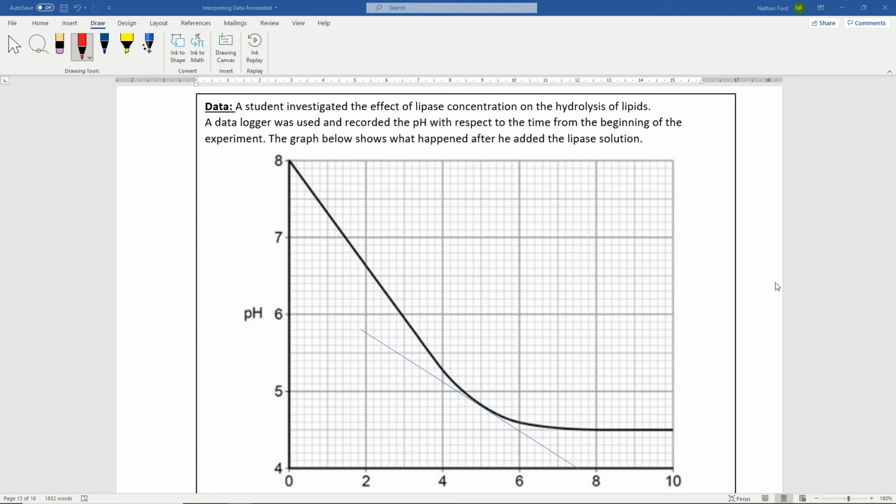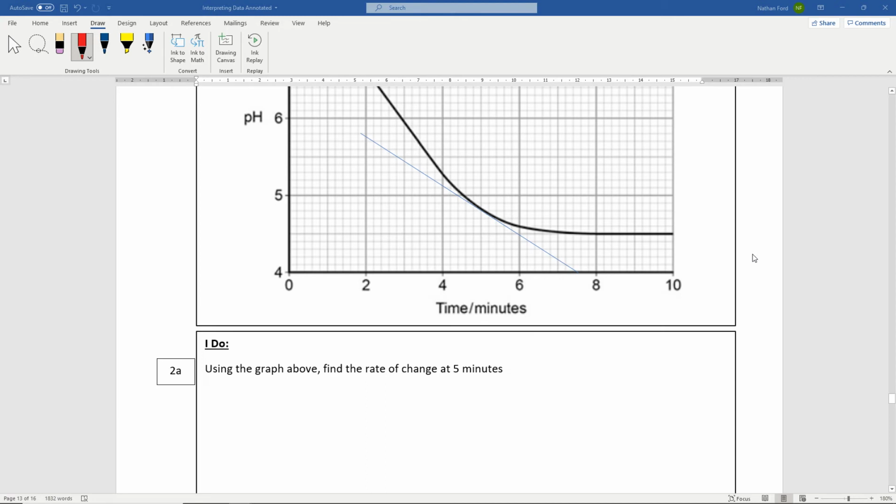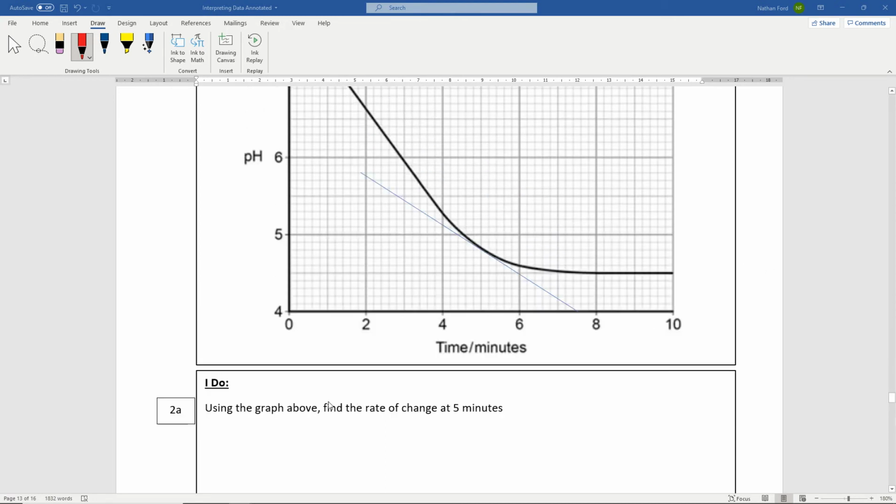But let's actually have a look. It might be biology, but that's not the point. Let's just look at the math and numeracy skills. Using the graph above, find the rate of change, there's your keyword, rate of change, at 5 minutes. So I've done it already, I've isolated.